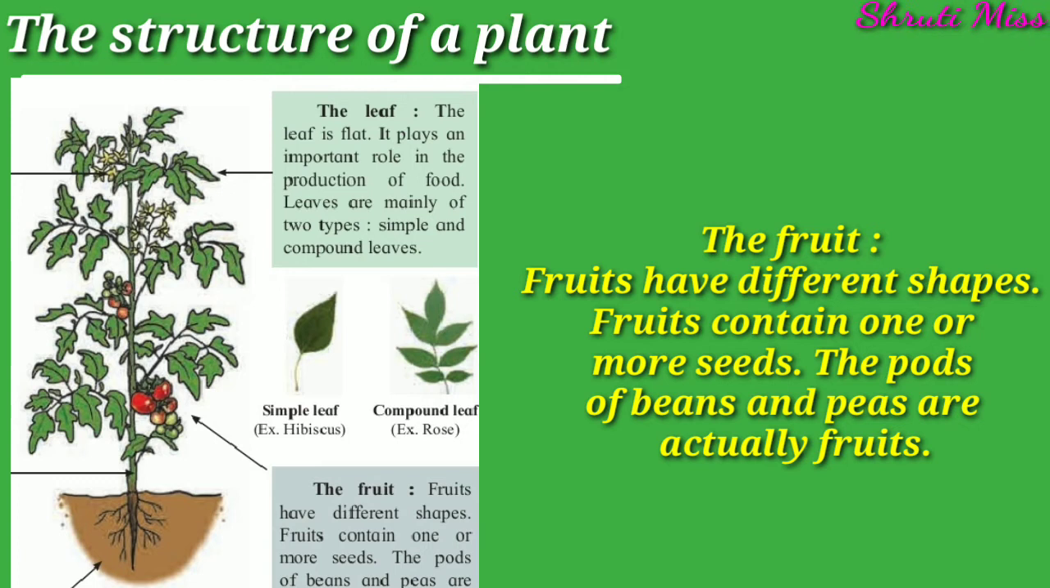Now the next heading, the fruit. Fruits have different shapes. Fruit contains one or more seeds. The pods of beans and peas are actually fruit. So there are different shapes of fruit and it contains one or more seeds. The pods of beans and peas are actually fruit.